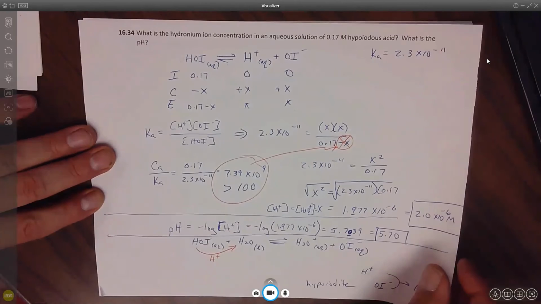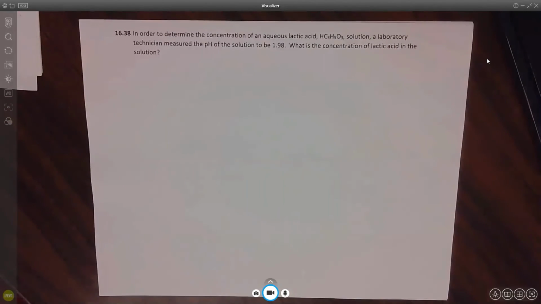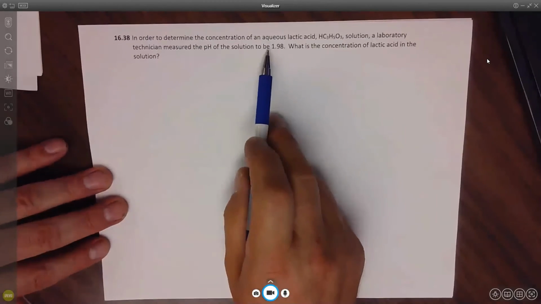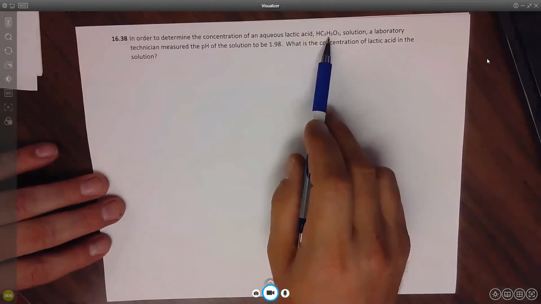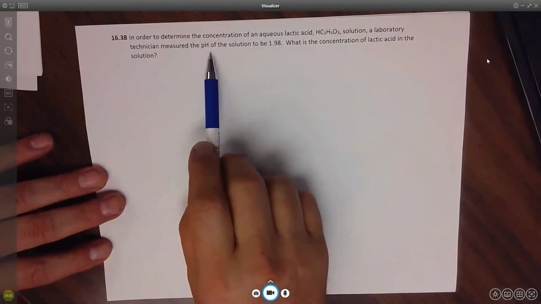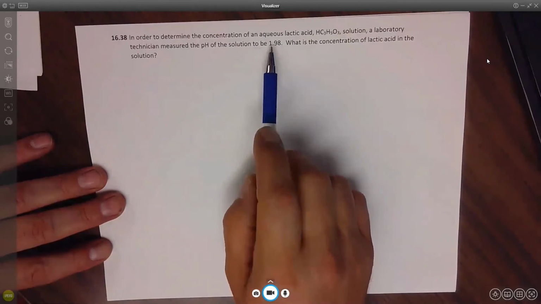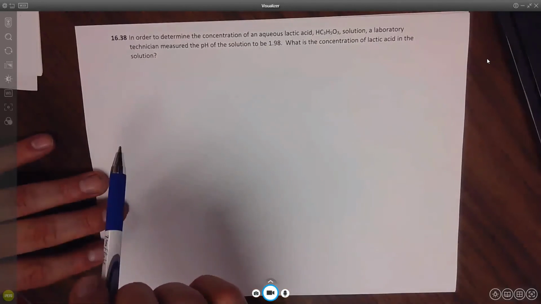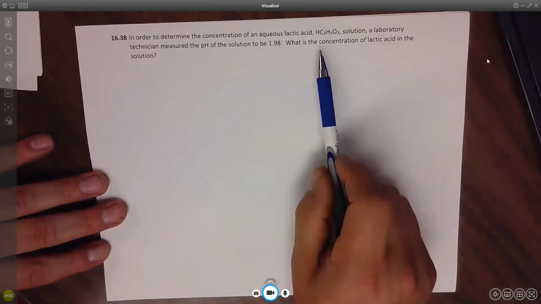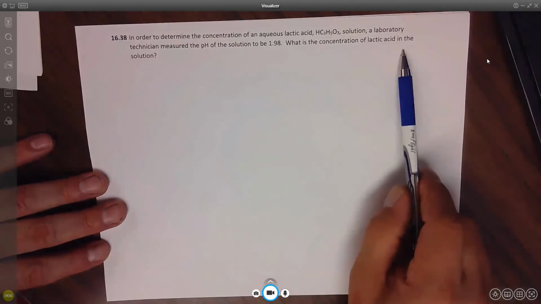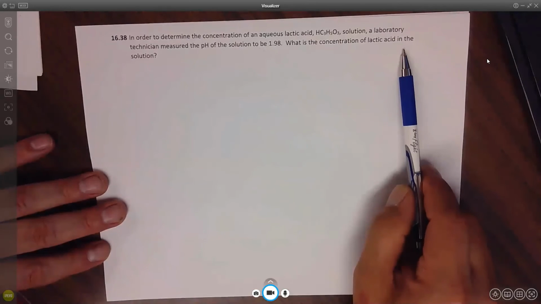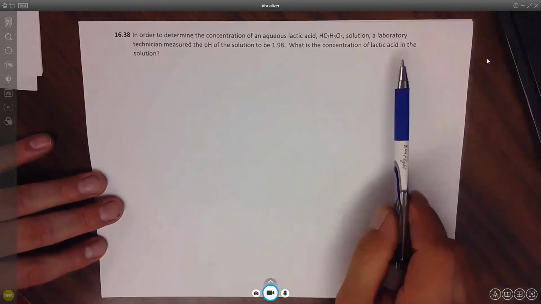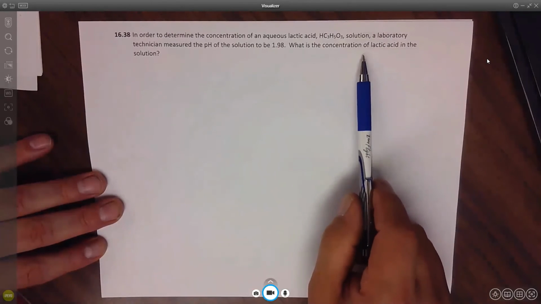Okay, let's try another. In order to determine the concentration of an aqueous lactic acid solution, a laboratory technician measured the pH of the solution to be 1.98. What is the concentration of lactic acid in the solution? So basically what it's asking for here is, what is the initial concentration of lactic acid? So you have to be able to recognize what they're asking for.